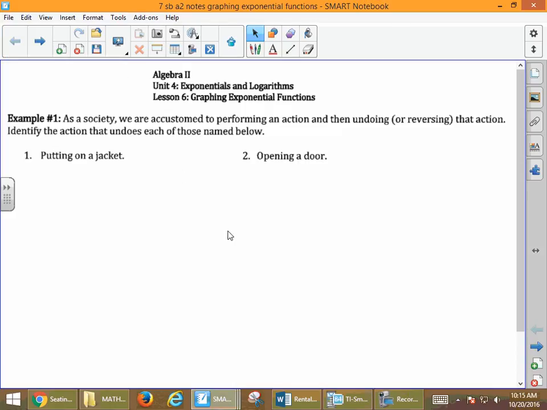So today we're going to look at graphing exponential functions and something that undoes those exponential functions. And just to relate it to something more concrete in your life, as a society we're accustomed to performing an action and then undoing or reversing that action. So if we put on a jacket, what undoes that?